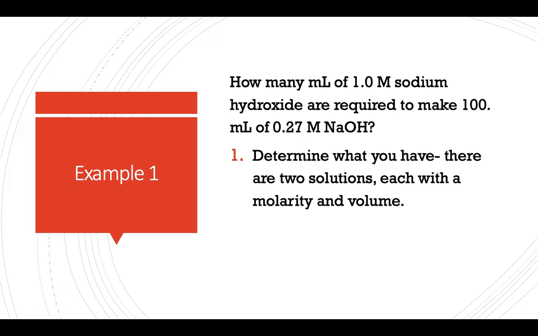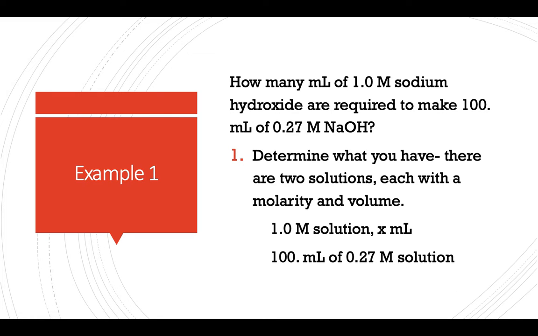We have the concentrated solution and we have the diluted solution. Each of those is going to have a molarity and a volume. So I know that they described part of the solution as being 1 molar, and then they asked us the volume of it. So we do not have the volume of this 1 molar solution. They also described for us 100 milliliters of a 0.27 molar solution. So I have both the volume and the concentration of that part of the solution.